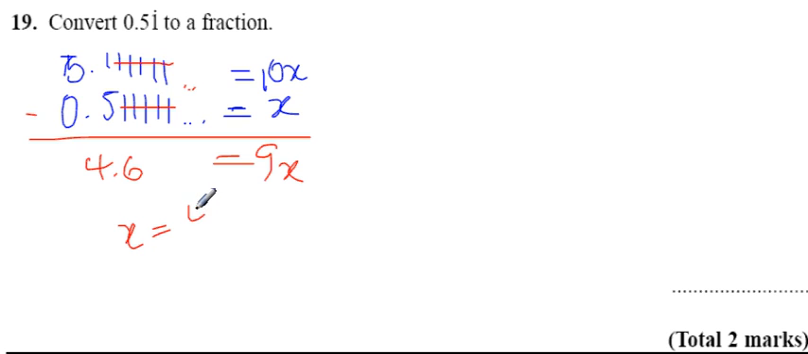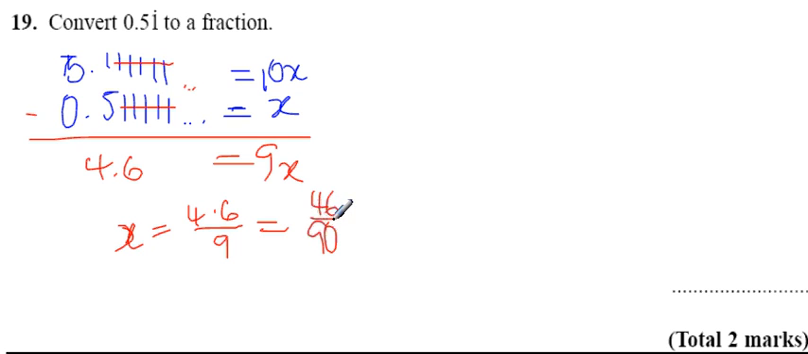Now of course 4.6 over 9 is not a proper fraction. We shouldn't have decimals within our fraction. So how do we change 4.6 into a whole number? Well, to make this an equivalent fraction, we can multiply the top and bottom by 10. That gives us 46 over 90.